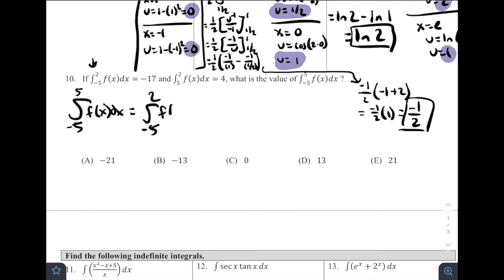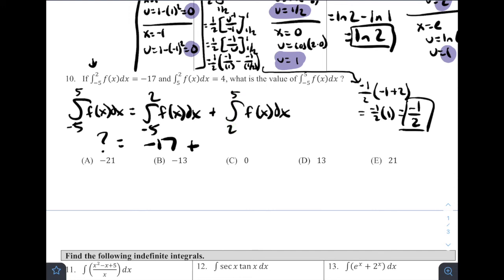That's nice. But to finish this, to go from negative 5 to 5, I got to go from negative 5 to 2, and then I got to go the rest of the way from 2 to 5 of f of x dx. So we can see that, we're trying to find out what this is. This is what we want. We know that negative 5 to 2, looking at this, is negative 17. And then what would the integral from 2 to 5 be?